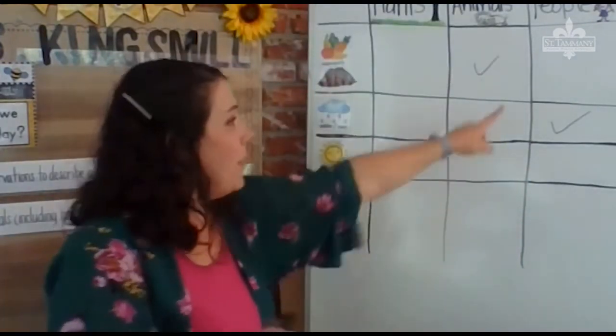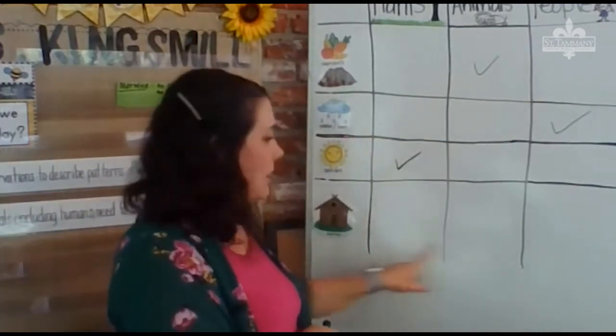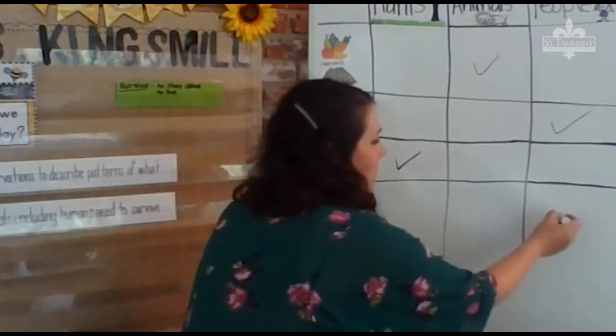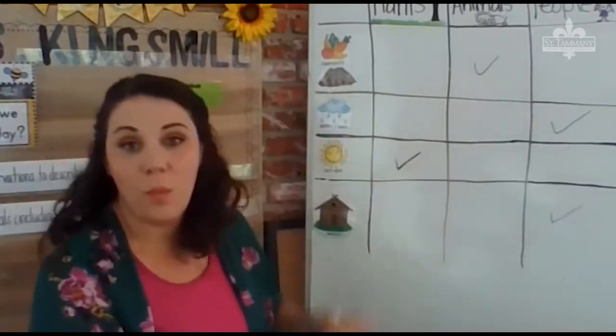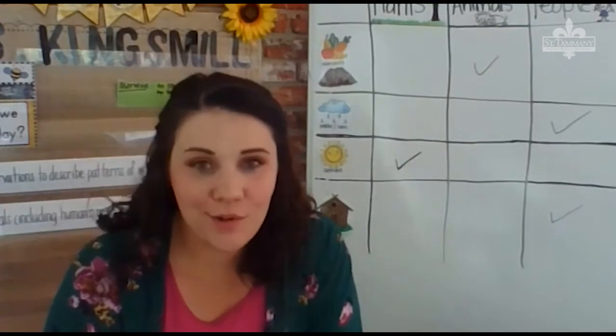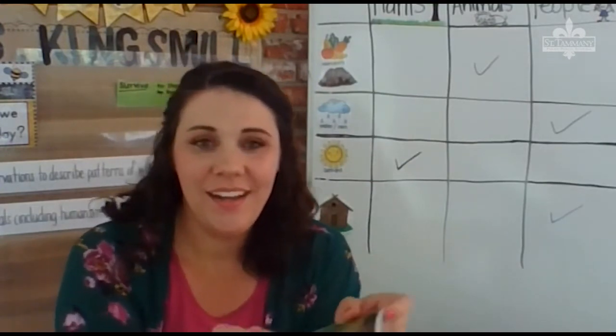We know that these are people, and we know that they need shelter. So I'm going to make a mark next to shelter for people. So people need water and shelter in order to survive. Let's try another one. This is kind of fun.